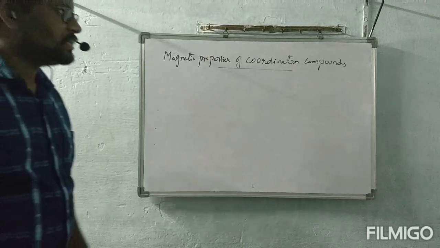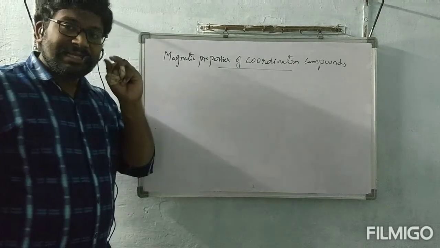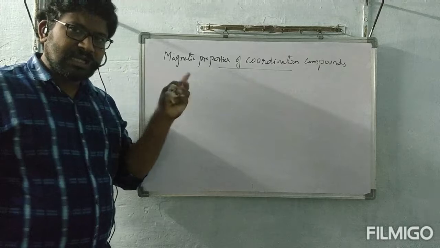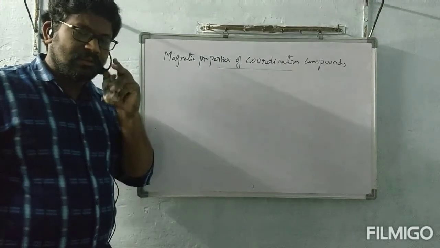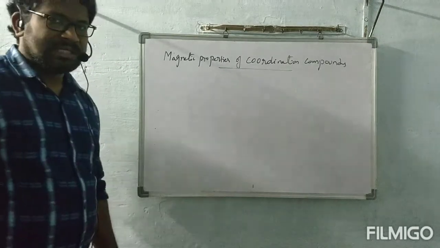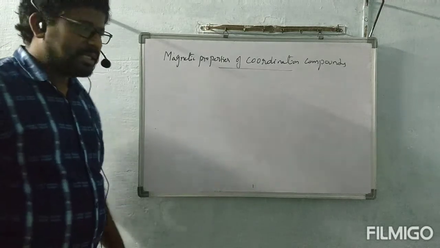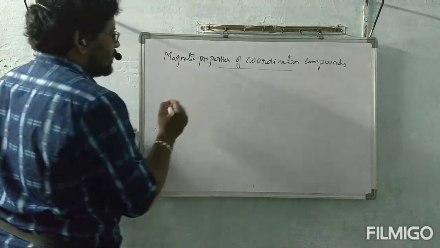Till now we have seen the structures of coordination compounds. Next is magnetic properties. These were explained by valence bond theory. This is also under valence bond theory only. According to this, magnetic properties were successfully explained by valence bond theory. Correct? See, all of you.